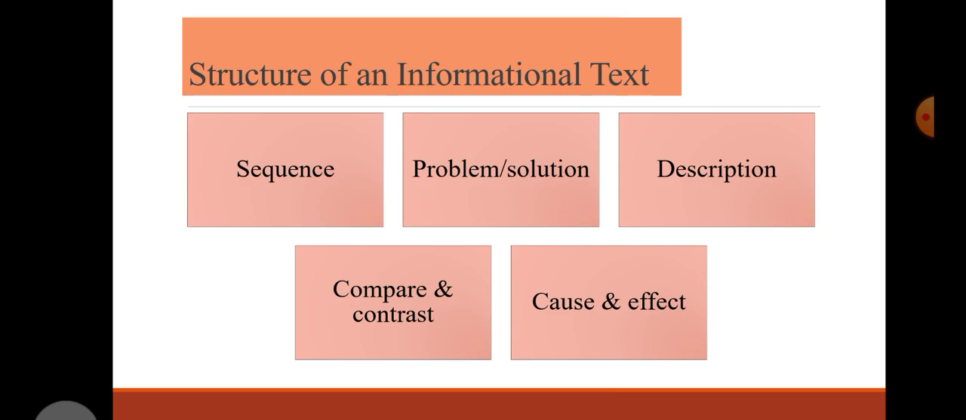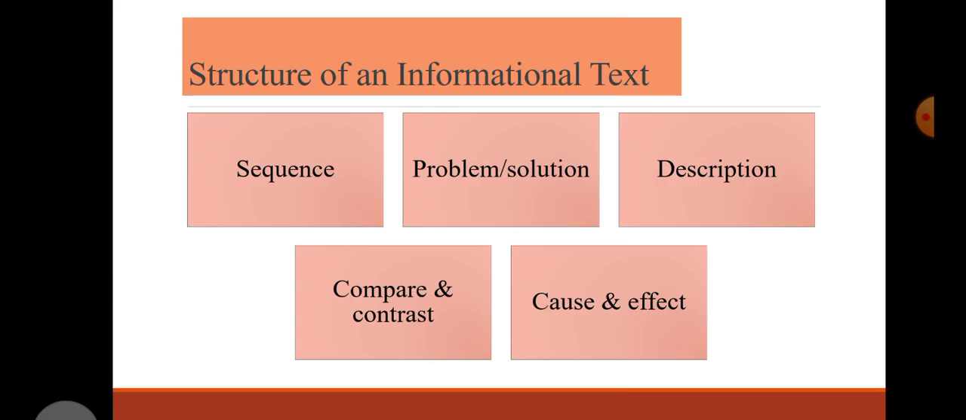In this slide, you will get the information about structure. How can an informational text be formed? And there are 5 points: sequence, problem and solution, description, compare and contrast, cause and effect. It's up to the writer, up to the person, which idea he wants to adopt.